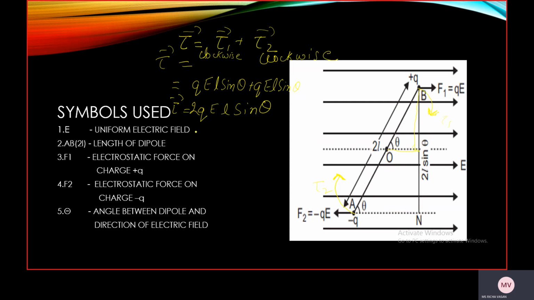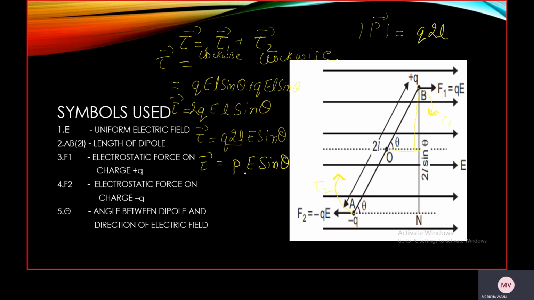Now we can also write it like this. Torque is equal to Q into 2L E sine theta. Why have we written it like this? Because we know that the dipole moment is equal to Q into 2L. So we will replace this Q into 2L by the dipole moment. So it will become P E sine theta.